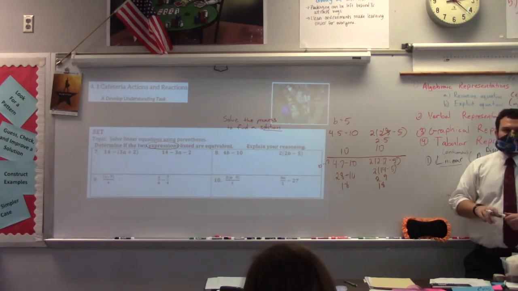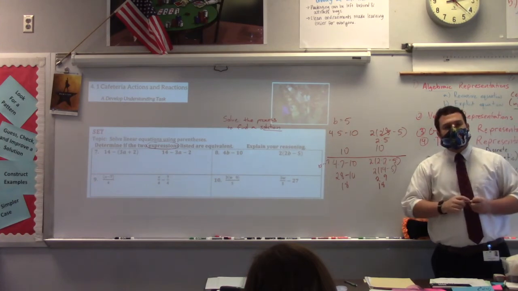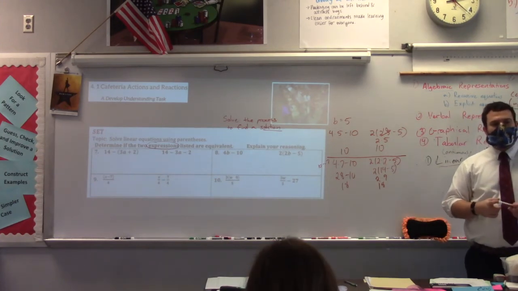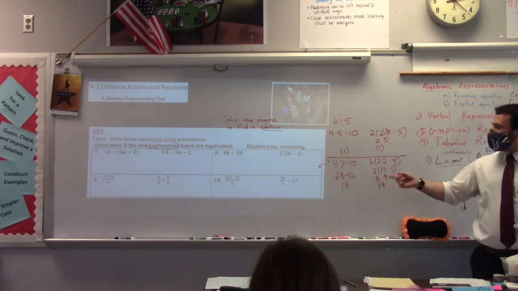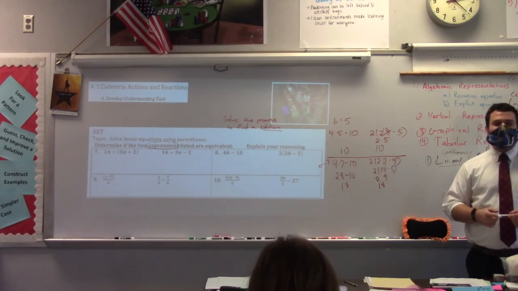Now, have I proven it to be true for every number for b, though? No. Does anyone see a problem that we're running into? You don't have a table? Not just that I don't have a table. It's impossible to put every number in. Why do you say it's impossible to plug every number in for b? It's a lot of numbers. There's a lot of numbers. Do you know how many numbers there are?